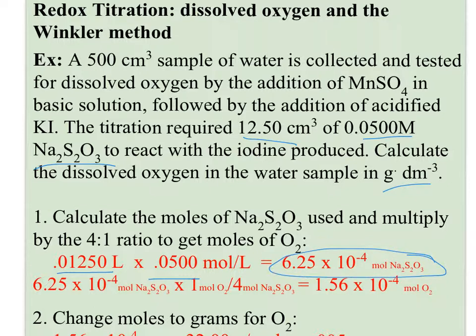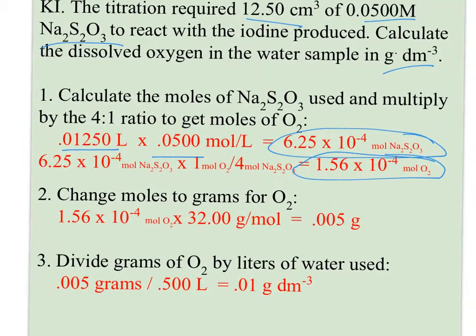So since 6.25 times 10 to the minus 4th moles of thiosulfate was used, I can multiply that by the 1 to 4 ratio of O2 to the thiosulfate and assume that means 1.56 times 10 to the minus 4th moles of oxygen was present. So then to get that to grams per decimeter cubed, I change my moles of O2 to grams, multiply by 32, and I get 0.005 grams. I divide the 0.005 grams of oxygen by the liters of water used, which is half a liter, and I can assume my O2 level was 0.01 grams per liter.